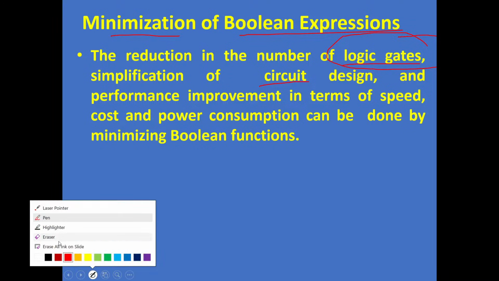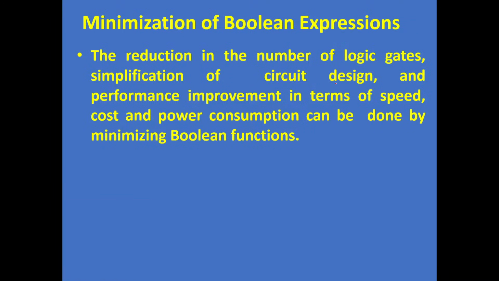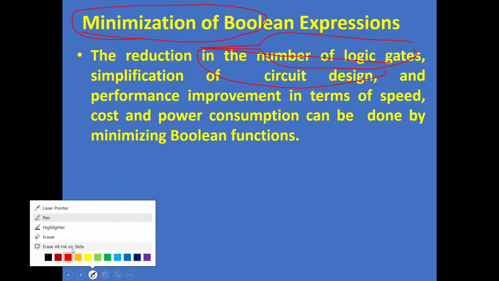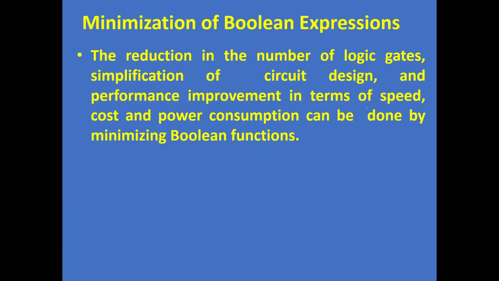So we have to learn how to minimize the Boolean expression. Why? Because if more logic gates are there in the given circuit, then the circuit will become more complex. If the number of logic gates is reduced, then speed can be improved, you will get output quickly, the cost can be reduced, and power consumption can also be reduced.